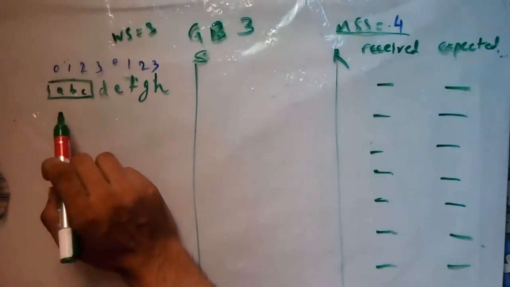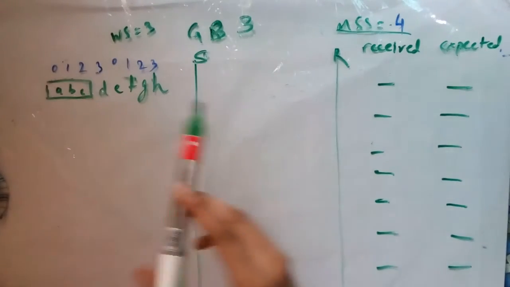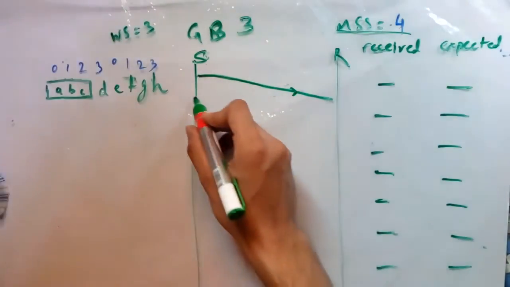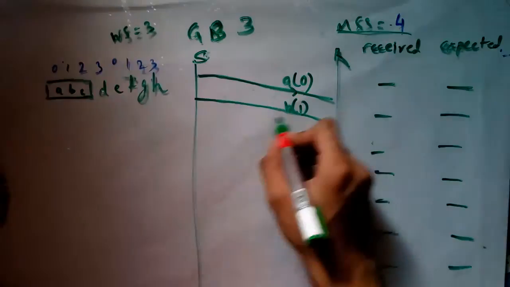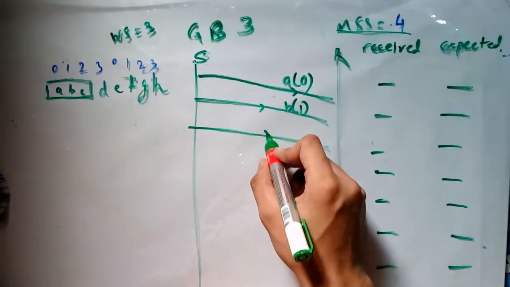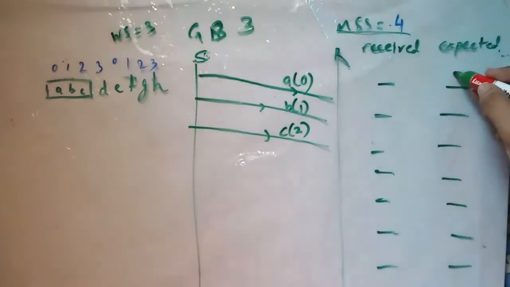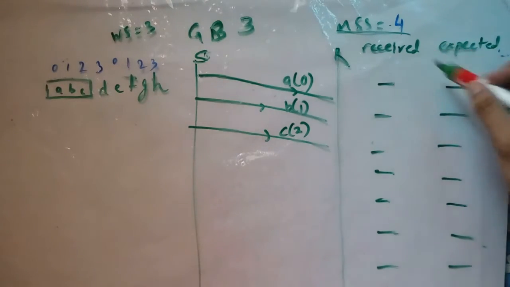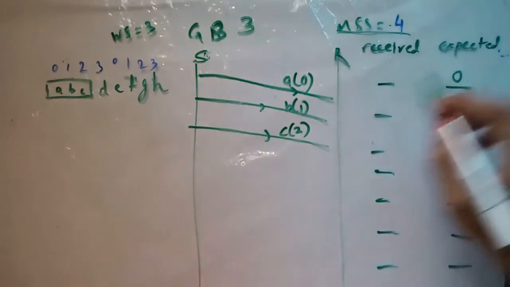Currently the window has 3 packets since it is GB3, go back 3. So the sender would send all the 3 packets to the receiver: A with sequence number 0, B with sequence number 1, and C with sequence number 2. Firstly, what the receiver would be expecting is 0. Since the receiver window size is 1, it would be dealing only with 1 packet at a time.